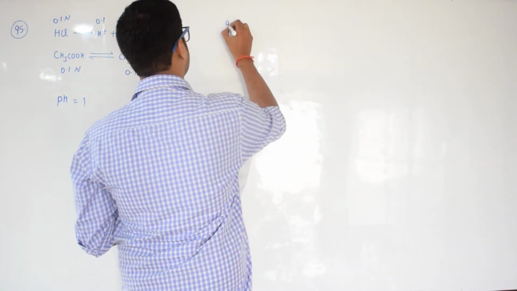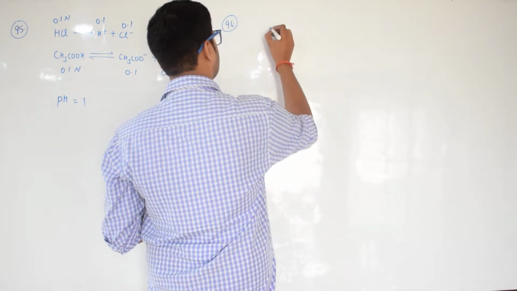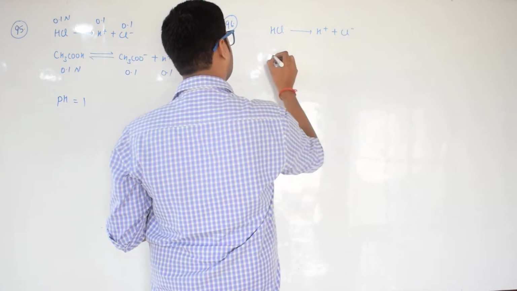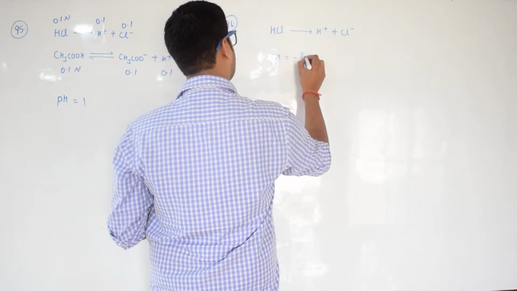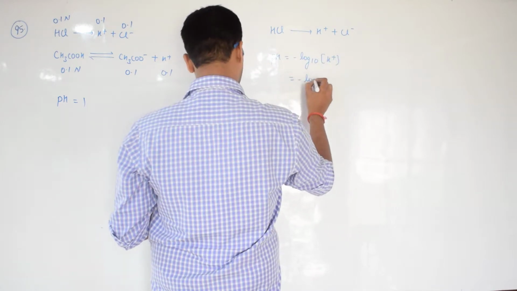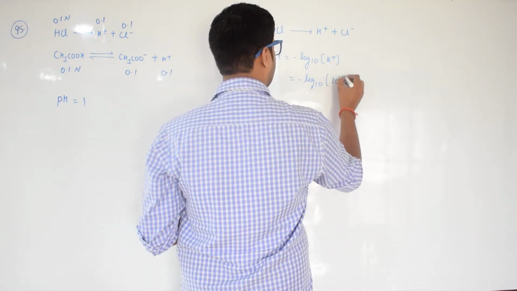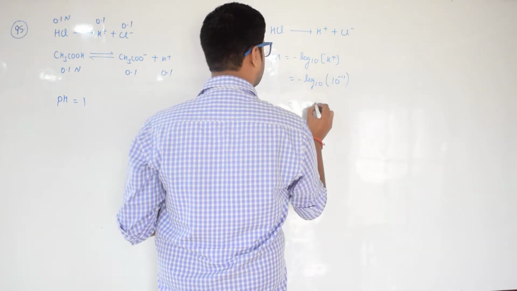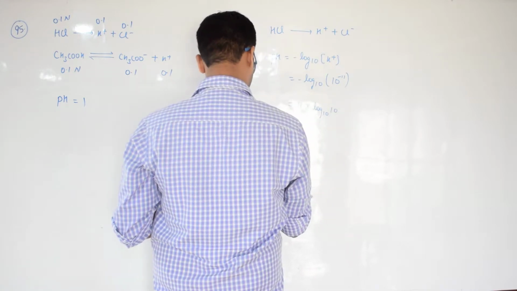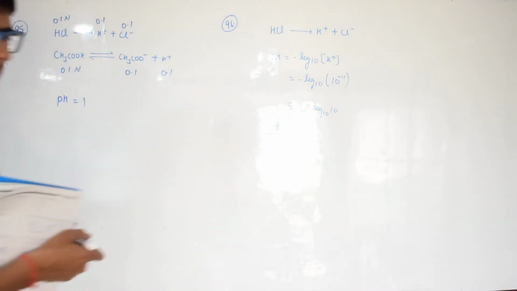Next is question number 96. pH of 10 raised to the power minus 11 molar HCl. If we have HCl solution, it will be dissociated as H plus and Cl minus ion. So, the pH is equal to minus log 10 of the concentration of H plus ion. We have the concentration of H plus ion as 10 raised to the power minus 11, so it would be equal to 11. This would be the value of 96.1.